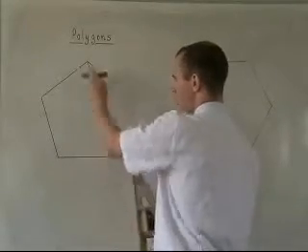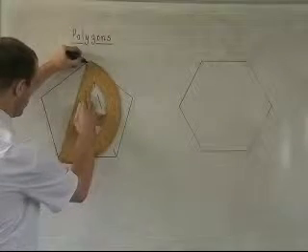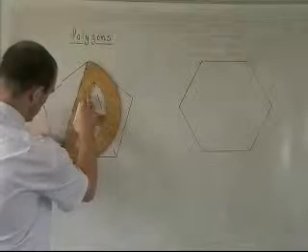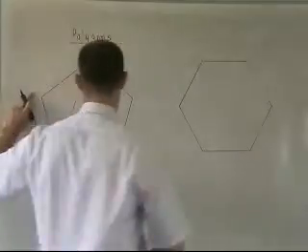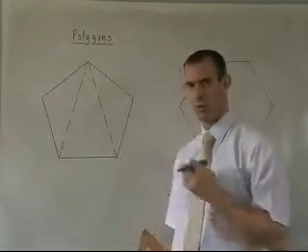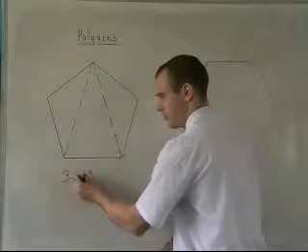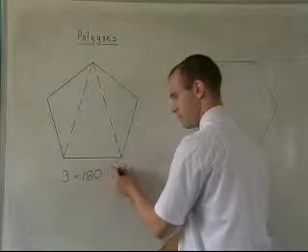So that's one line, 2 lines. Over here we have the last one we'll draw in. And obviously that one already finishes there as well. So now we have 3 triangles. If one triangle is 180 degrees, then 3 triangles equals 540 degrees.